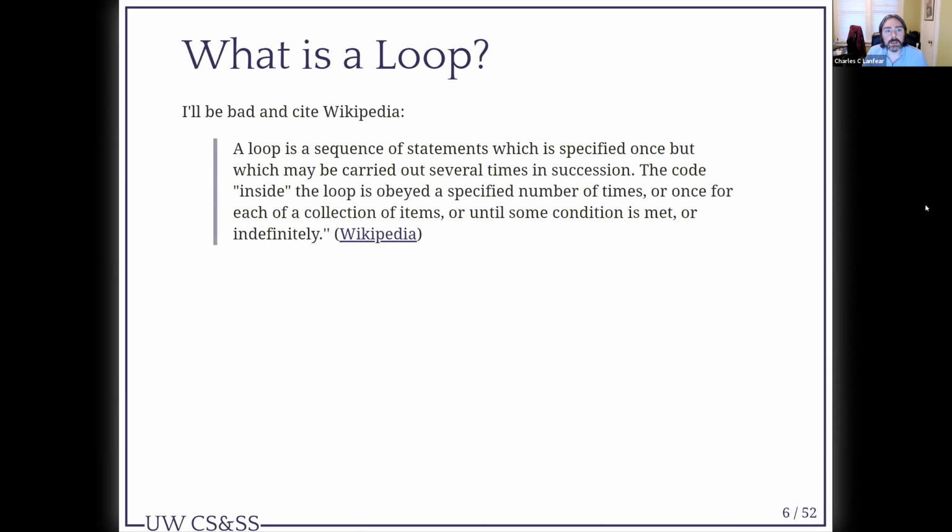Okay, so what is a loop? I keep saying loop over and over again. You're going to get tired of hearing me say loop. I actually really like Wikipedia's definition of a loop, so I'm just going to read it. A loop is a sequence of statements which is specified once, but which may be carried out several times in succession. The code inside the loop is obeyed a specified number of times, or once for each of a collection of items, or until some condition is met, or indefinitely. And that is a basically fully comprehensive definition of a loop. That's what a loop is in its abstract terms.